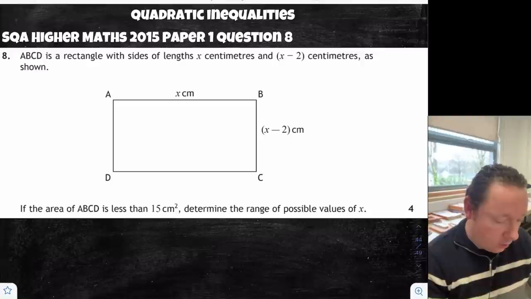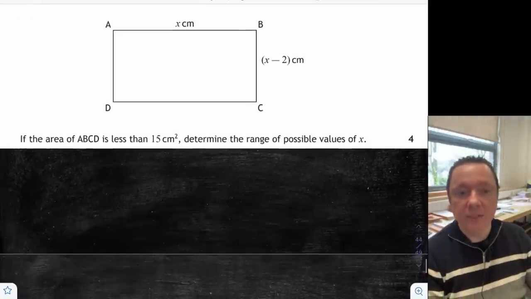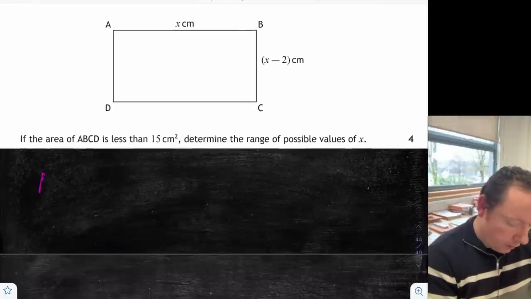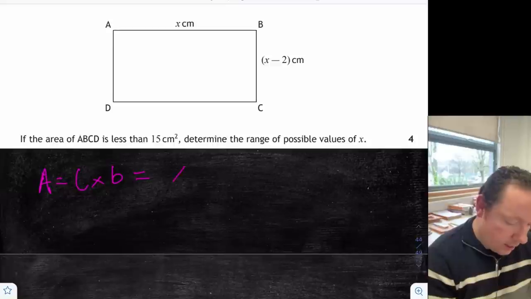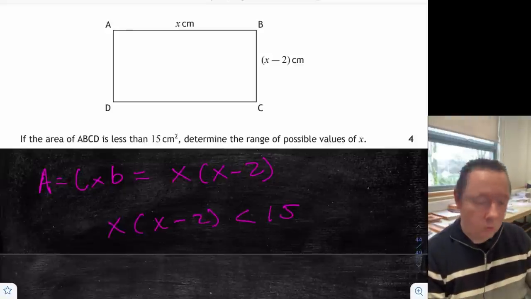ABCD is a rectangle with lengths x and x minus 2 as shown. If the area is less than 15, determine the range of values of x. Well, area is length times height, or length times breadth if you prefer. So our length is x, and that's x minus 2. And it says that area has to be less than 15. So I just write x times x minus 2 is less than 15 to set up my inequality.